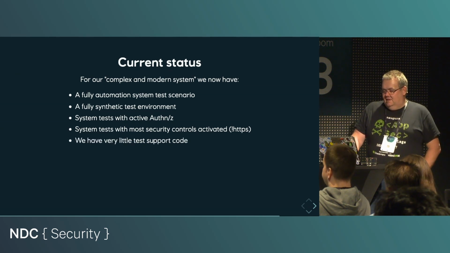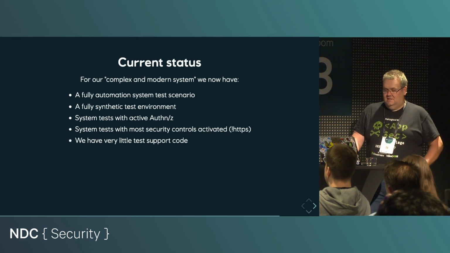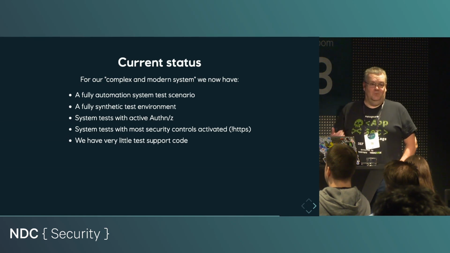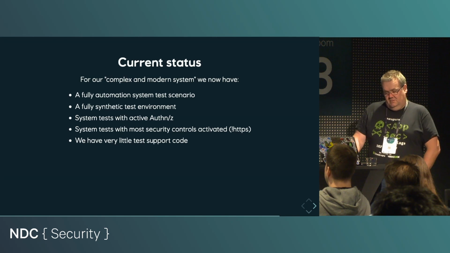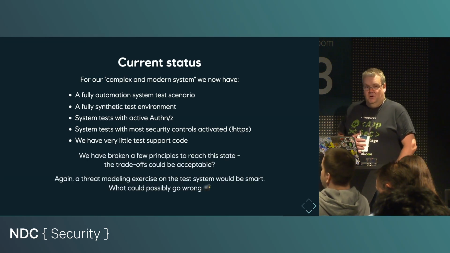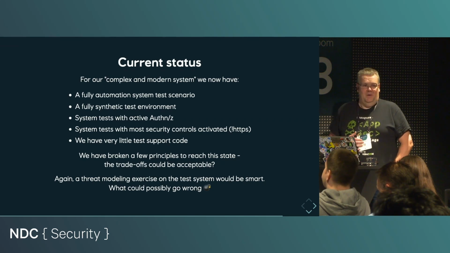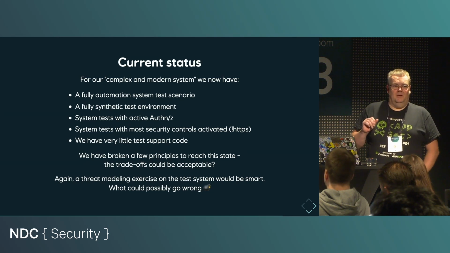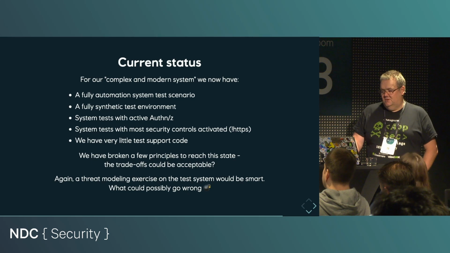We have very little test support code, 15 lines maybe, and that's the stuff that I need to maintain. And of course, there are some risks related to having that in the code, but I can inject that code in a different way. So that could be handled as well. We have broken a few principles to reach this state, but maybe the trade-offs are acceptable. And again, I can't emphasize enough this stuff about threat modeling your test system as well.